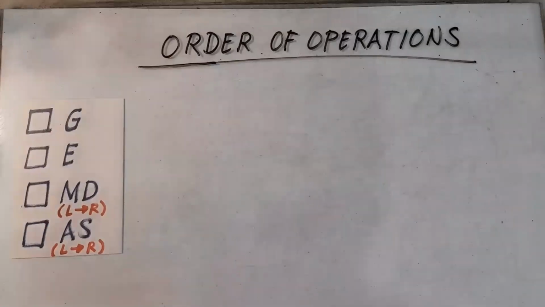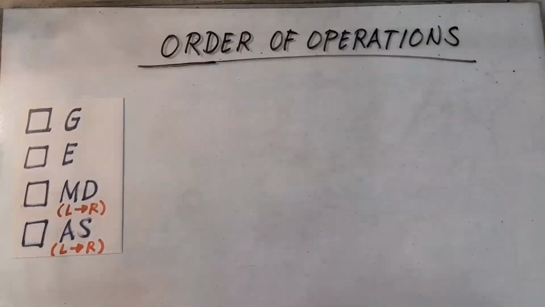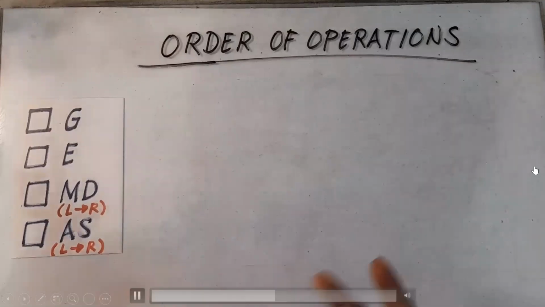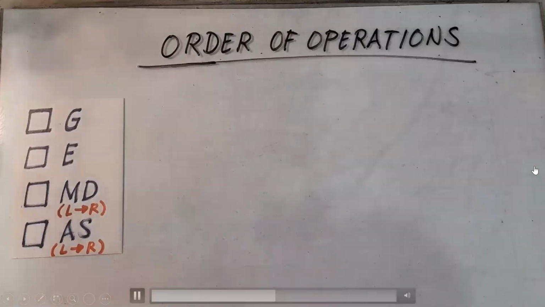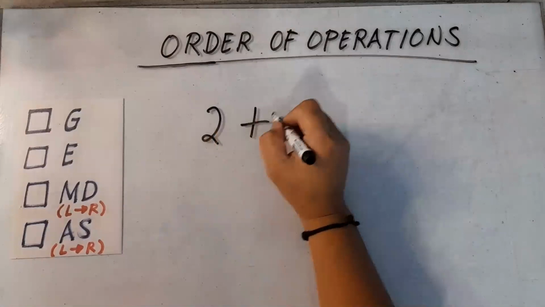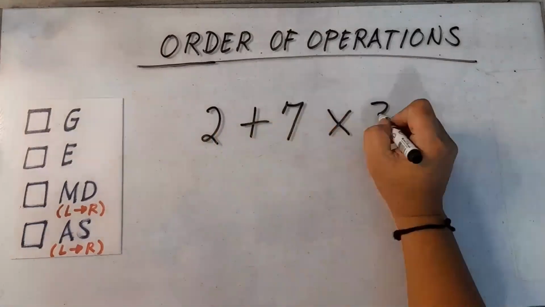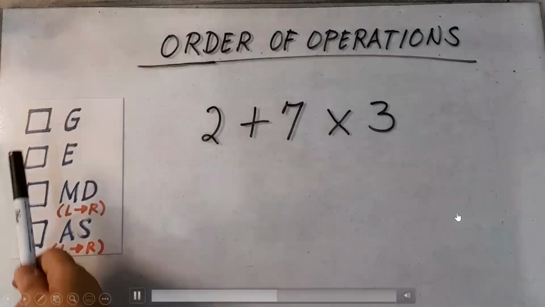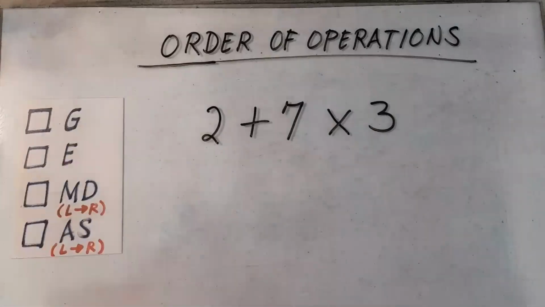Now, paano naman kung halimbawa wala tayong grouping symbol, wala tayong exponentiation, but we have any of the four fundamental operations, yung multiplication, division, addition, and subtraction. So, suppose we have 2 plus 7 times 3. Okay? So, we go about our checklist. Meron ba tayong grouping symbol? Wala.